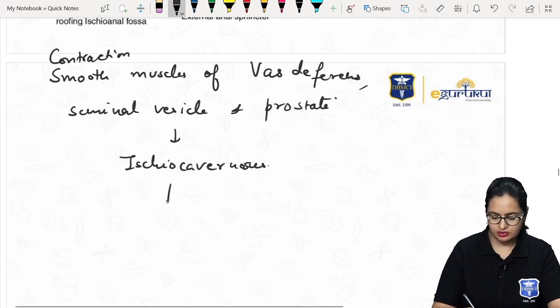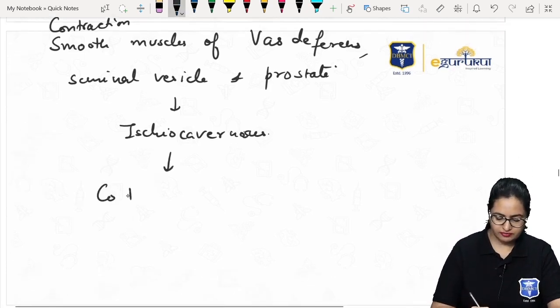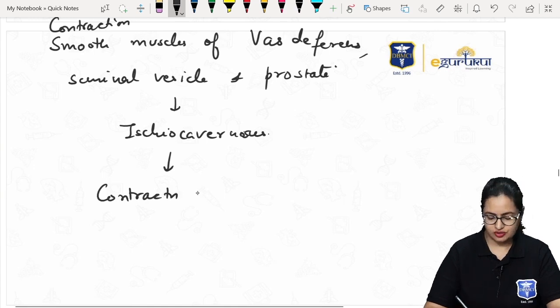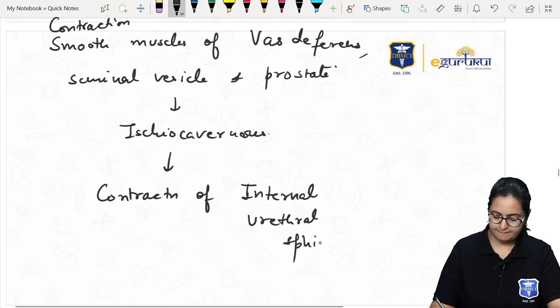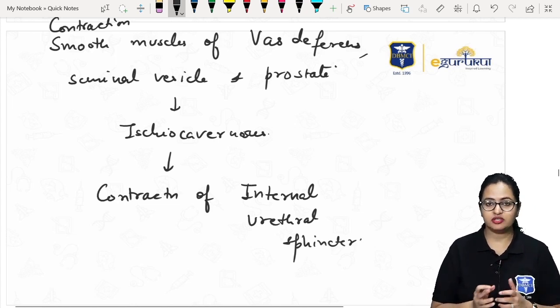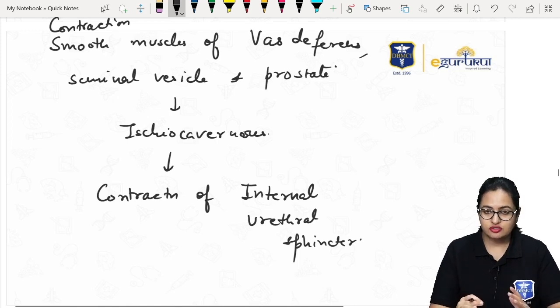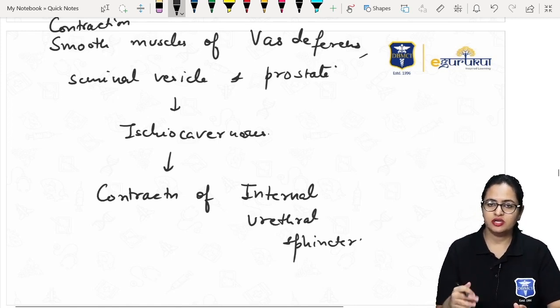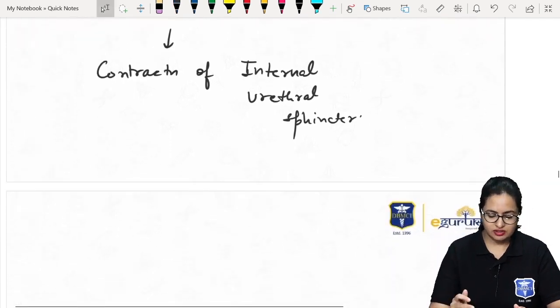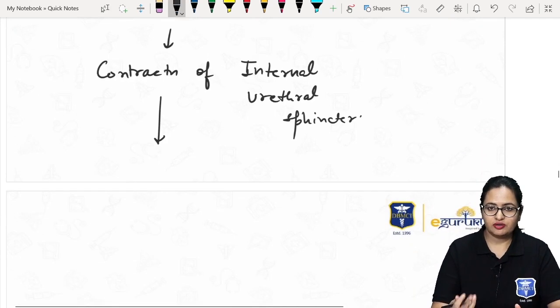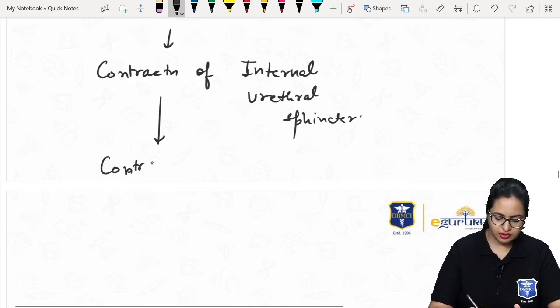After this, the contraction of another muscle occurs, and that is the contraction of the internal urethral sphincter, or you can say the urethralis muscle, and this is to prevent the passage of semen towards the urinary bladder. So the internal urethral sphincter will contract so as to prevent retrograde ejaculation. Now, after this, finally for the ejaculation process to occur, the muscle which will be contracting is the bulbospongiosus.